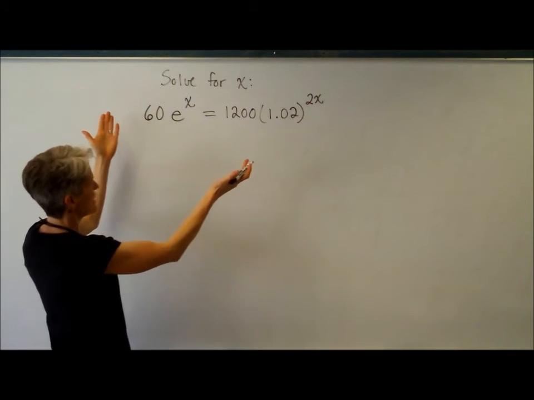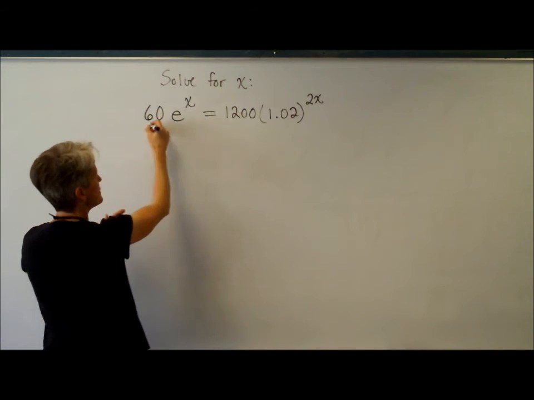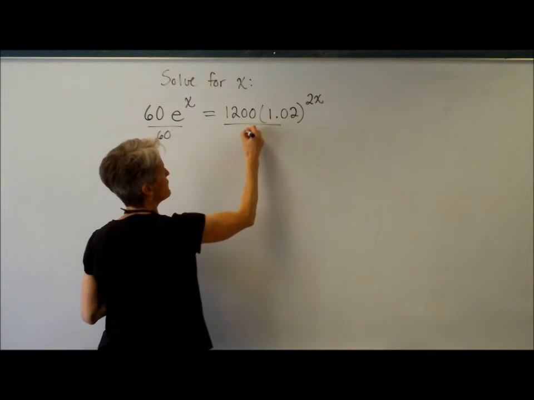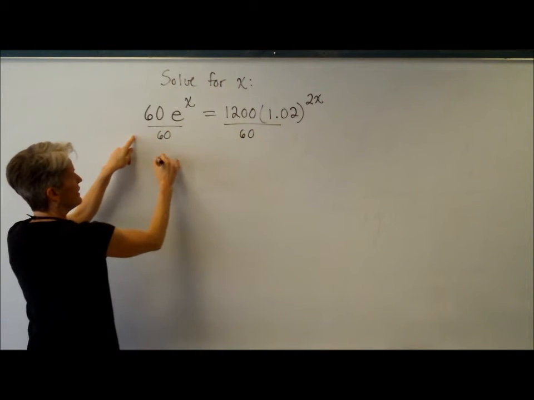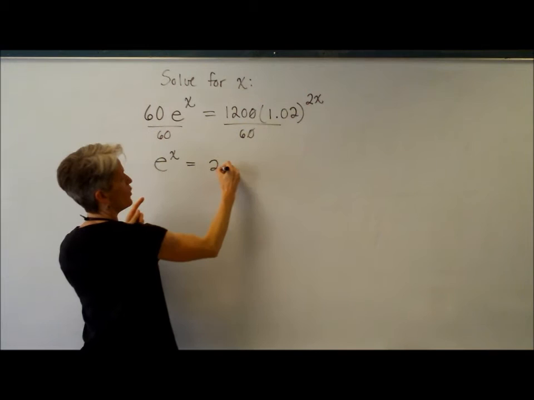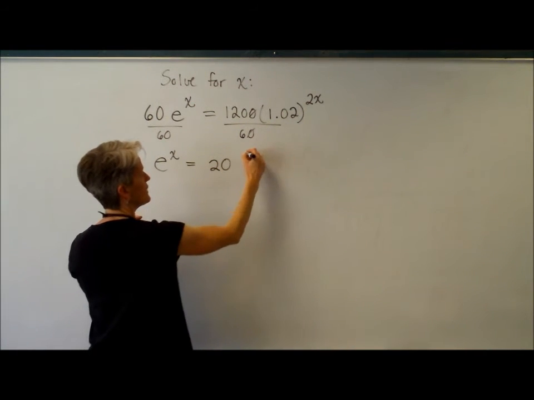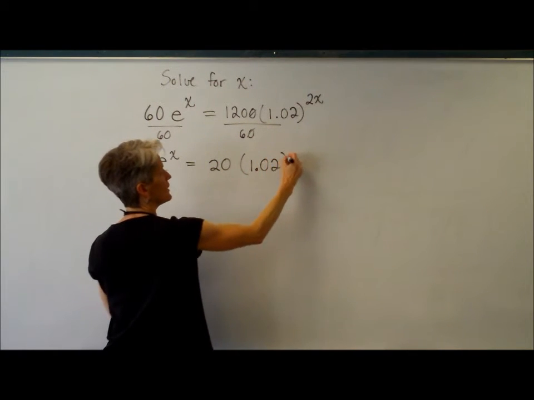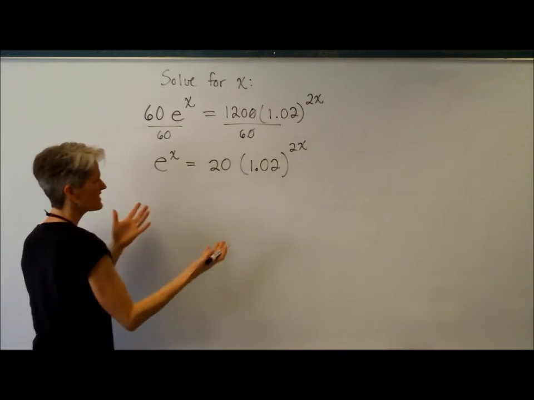Let's clean things up a little bit first. I'm just going to divide both sides by 60 just so I have fewer numbers hanging out. So I have e to the x. Let's see, that gives me 20. Did I do that correctly? 20, you are correct. Very nice. 1.02 raised to the 2x. All right, that's a little neater.